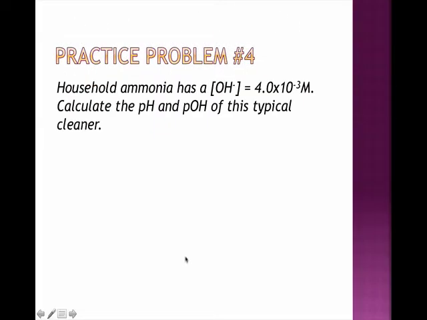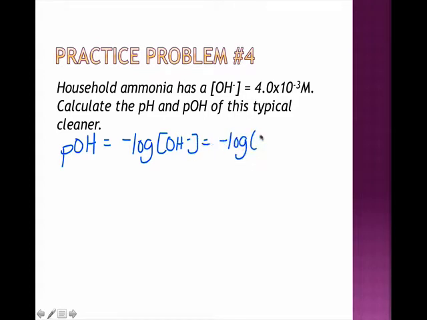All right, practice problem number 4 says, household ammonia has a hydroxide ion concentration of 4 times 10 to the negative third. Calculate the pH and the pOH of this typical cleaner. So in this problem, I'm given the hydroxide ion concentration first. That means I'm going to calculate pOH first, because the OH is directly related to the pOH. I'm going to do the negative log of the hydroxide ion concentration, which would be the negative log of 4 times 10 to the negative third. When I put that into the calculator, I get 2.40.